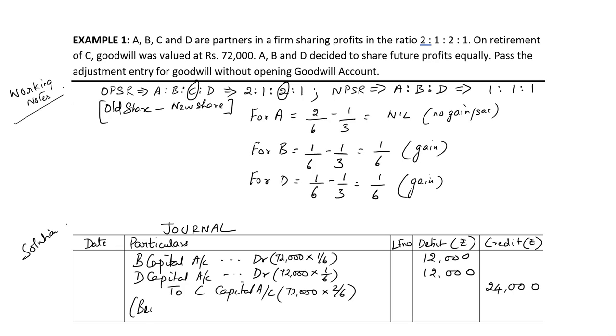being goodwill adjusted through partners' capital accounts. So this is a solution for the first example sum. Let's go to the second example sum.